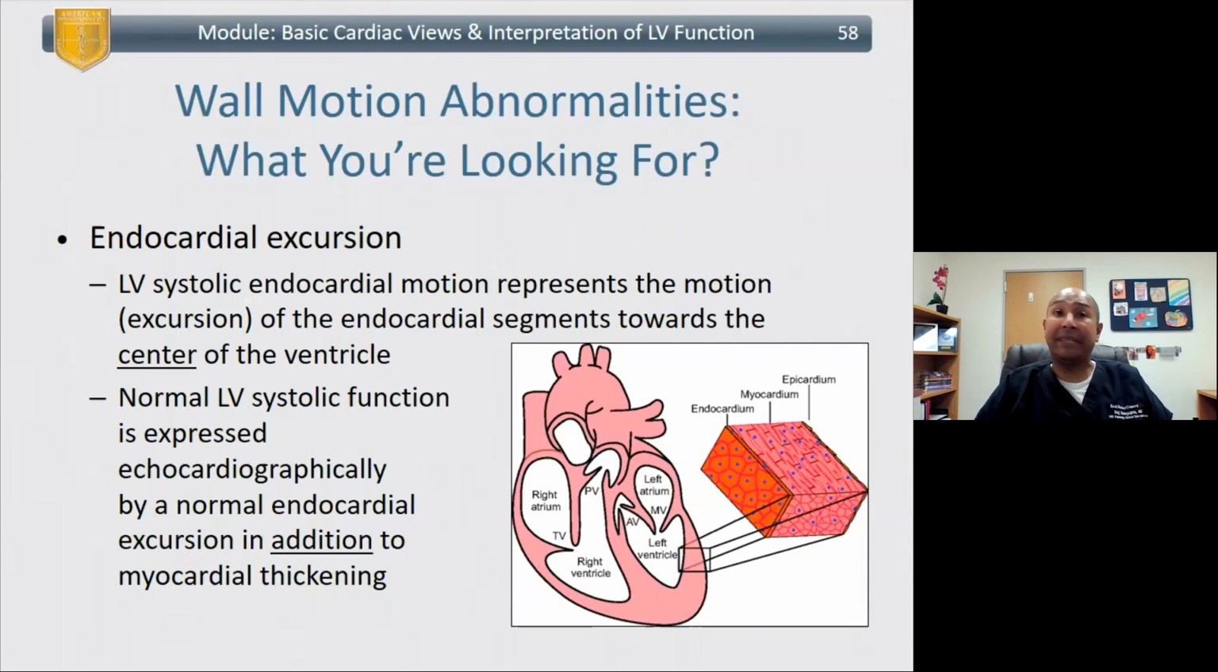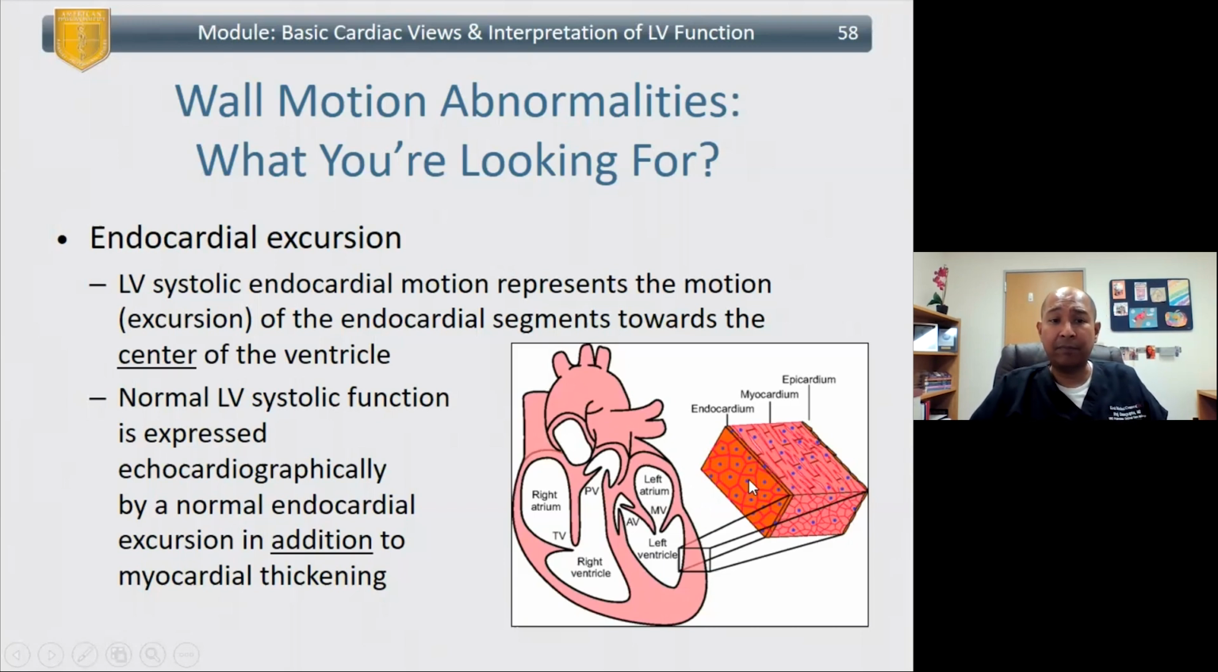So one of the common things I'm sure we hear people say when they're doing their ultrasound of the heart is they're looking for wall motion abnormalities. Now, I wanted to explain, what is a wall motion abnormality? Well, you're really looking for something called endocardial excursion. The wall of the left ventricle is made of the outer part, the epicardium. The myocardium is going to be the biggest part. And of course, then you have the endocardium.